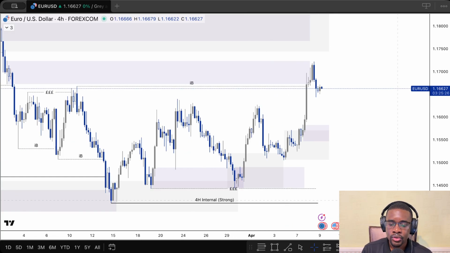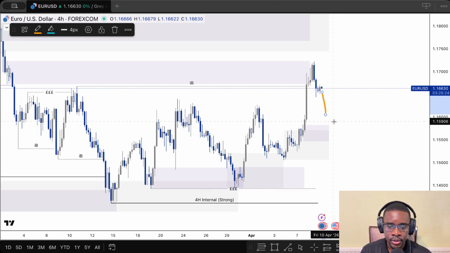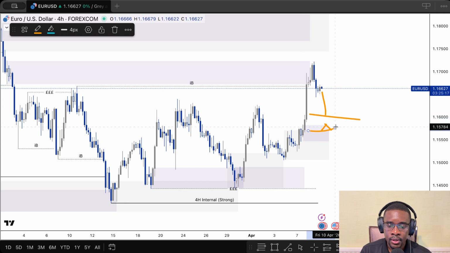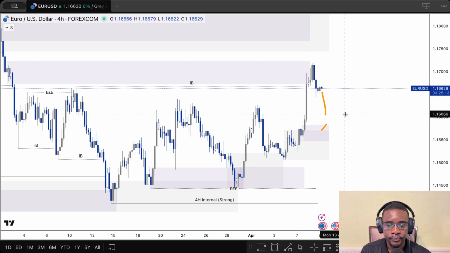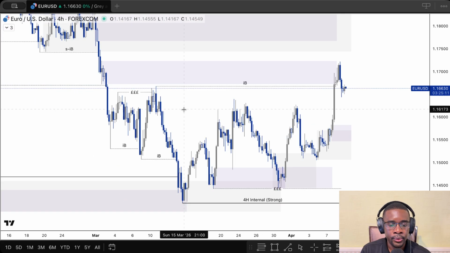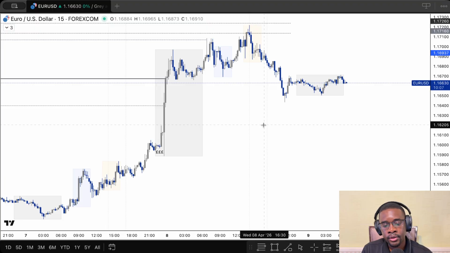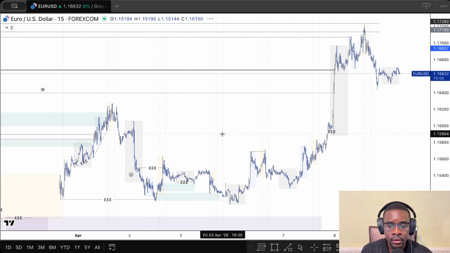Price could push down, maybe mitigate this area if it decides to reach. If it doesn't, it could push down anywhere in here and then switch bullish. We don't know. So let's look at the 15-minute, and see maybe what we can be looking for today.